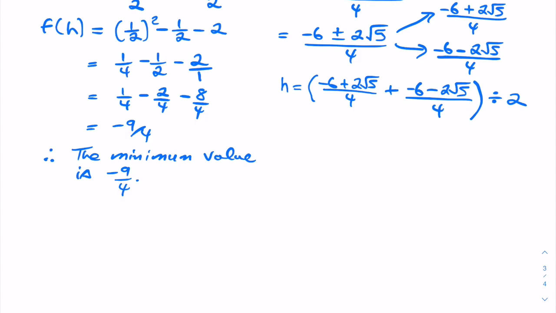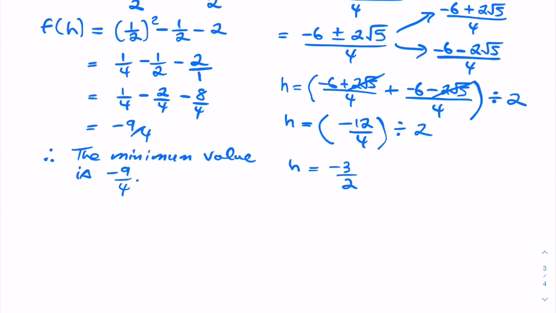Now notice very conveniently inside of the brackets, everything is over 4. So we can just go ahead and add the numerators. And you'll see something very convenient happens. Notice that the positive 2 root 5 cancels out the negative 2 root 5, leaving us with just negative 6 plus negative 6, which is negative 12 over 4. And now we have to do negative 12 over 4 divided by 2. And negative 12 over 4 is just negative 3, so this whole thing simplifies to negative 3 over 2.